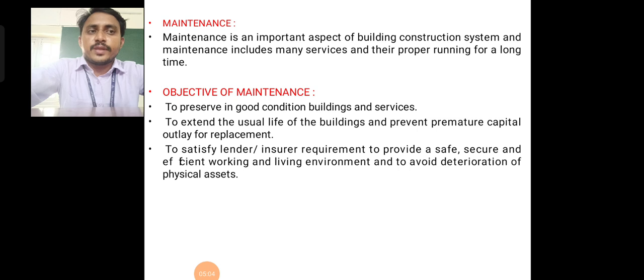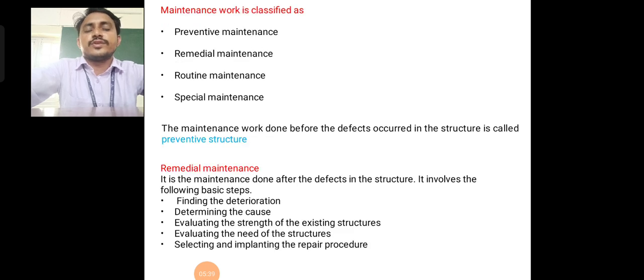It also prevents premature capital outlay for replacement, and the capital cost will also reduce, because if you do not maintain properly, the cost increases. It satisfies all the requirements for safe, secure and efficient working in the living environment. So how is it possible to avoid the deterioration of physical assets? Deterioration is nothing but change in the original structure. So that is the objective of maintenance.